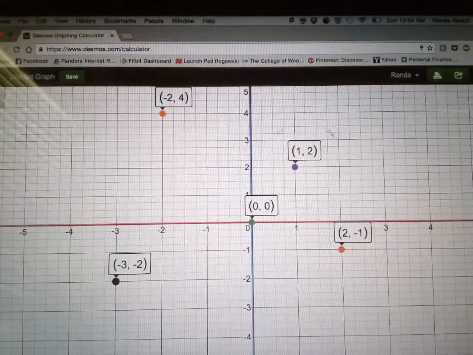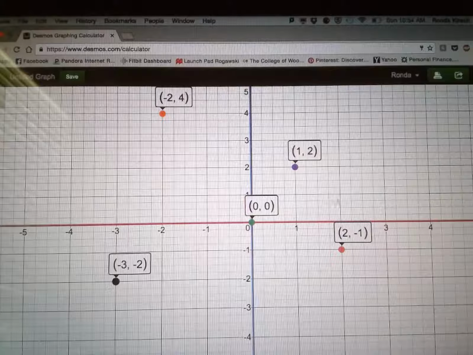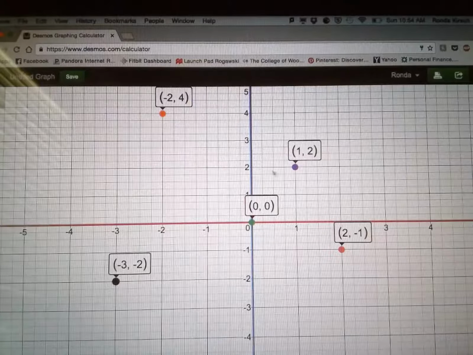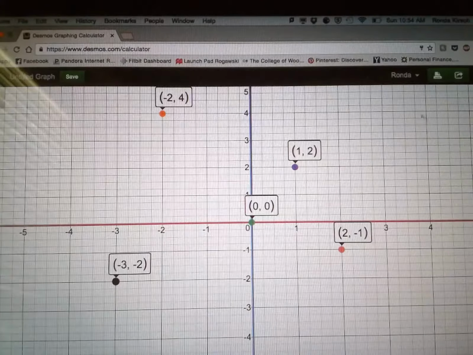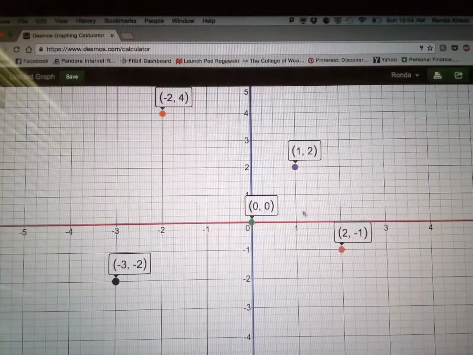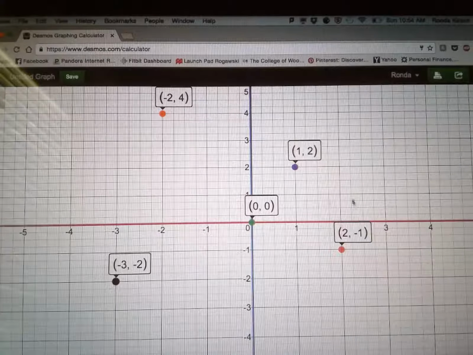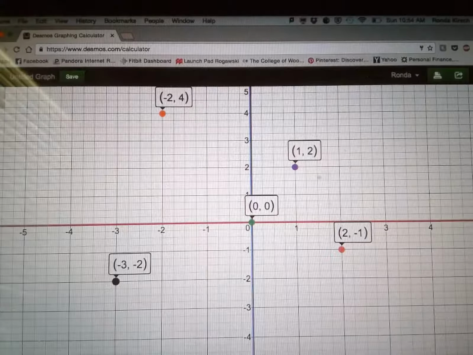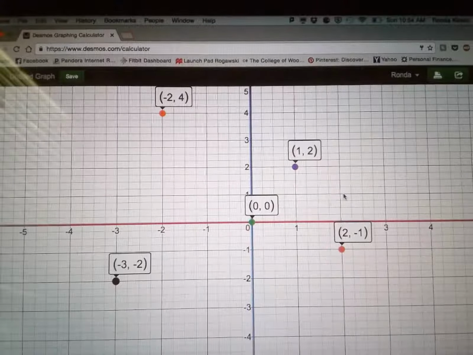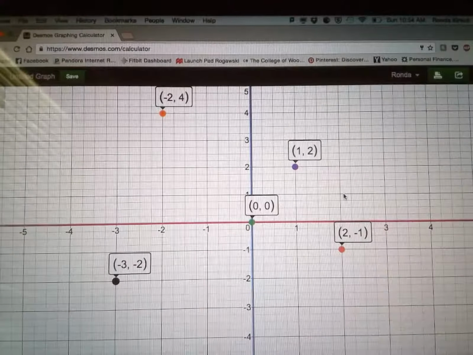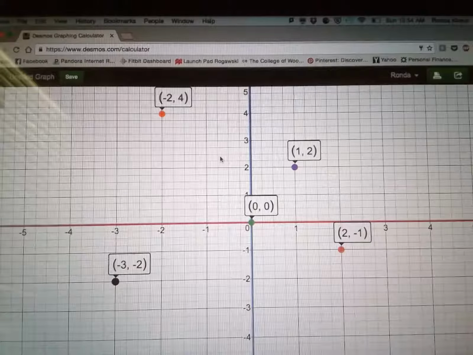So let's talk briefly about points in each quadrant. Let's talk about this point in the first quadrant. You notice to get anywhere in this first quadrant, I would need to move to the right and move up. So that means that both my x and y coordinates will always be positive if I'm going to land in the first quadrant.